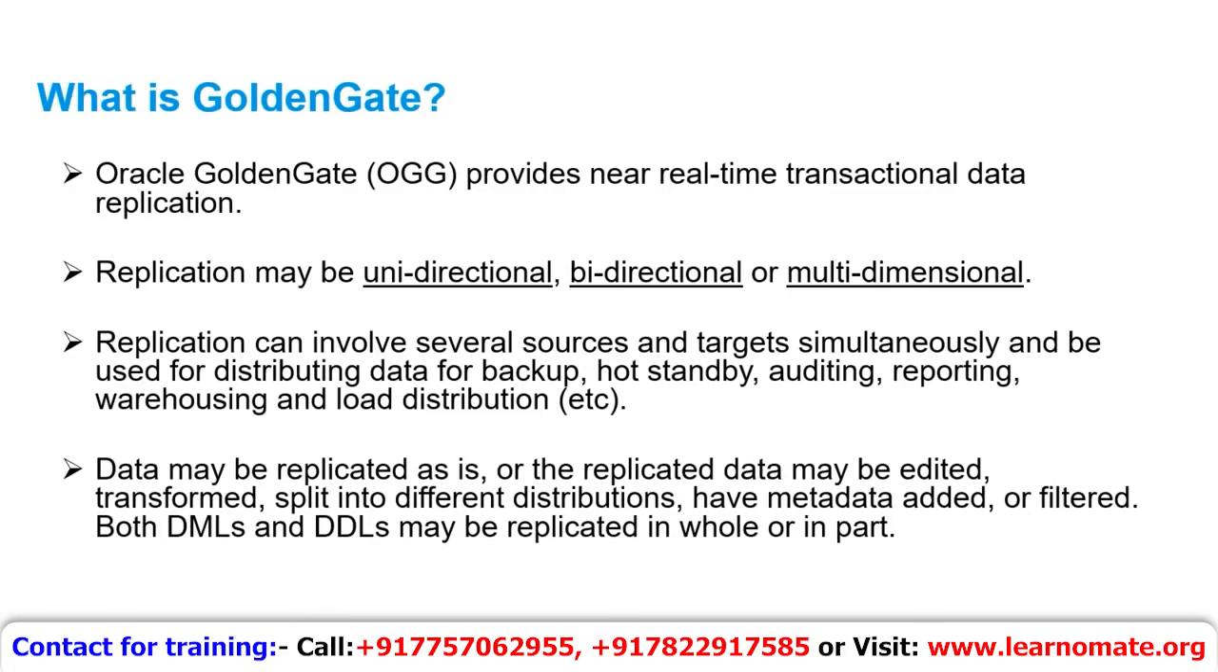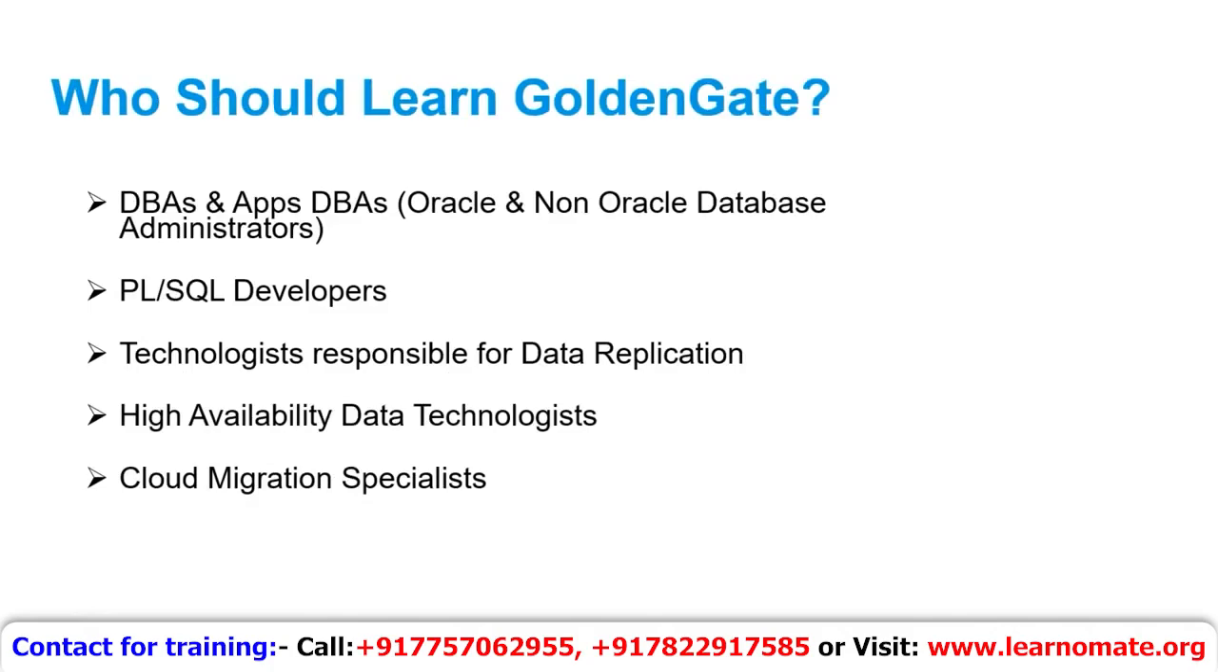I'm giving you this one example, but there can be different levels of transformation which organizations want to achieve. Like if they always want static data in a particular column, or they want to derive the value, or they want to use some built-in functions. A lot of options are there while you do data transformation. So data may be replicated as is using Oracle GoldenGate, or replicated data can be edited, transformed, split into different distributions, have metadata added or filtered. Both DMLs and DDLs may be replicated in whole or in part. So GoldenGate supports DML replication as well as DDL replication.